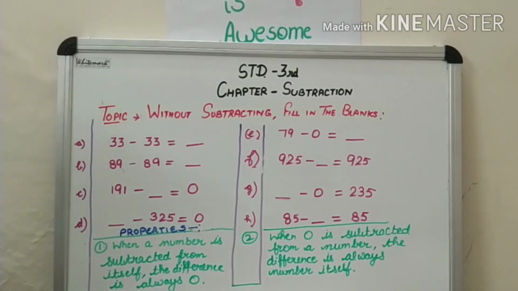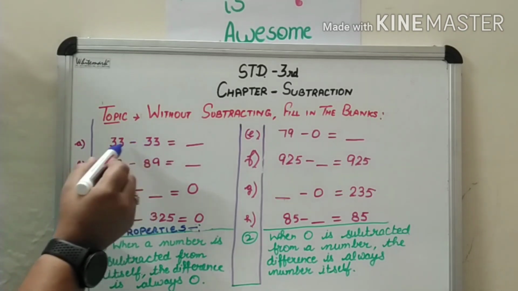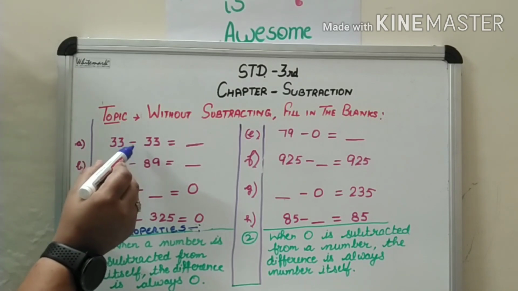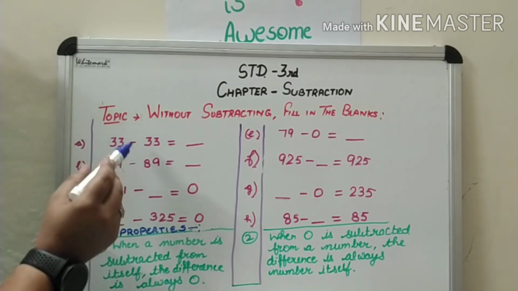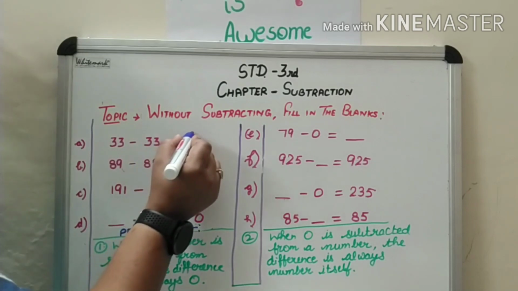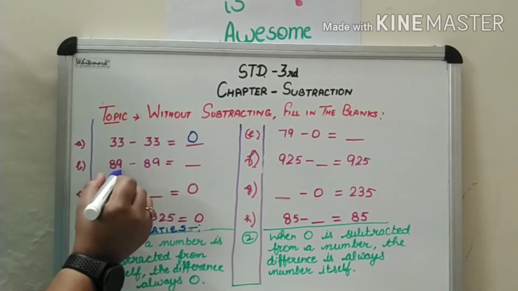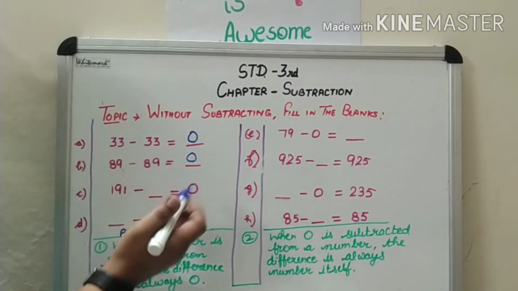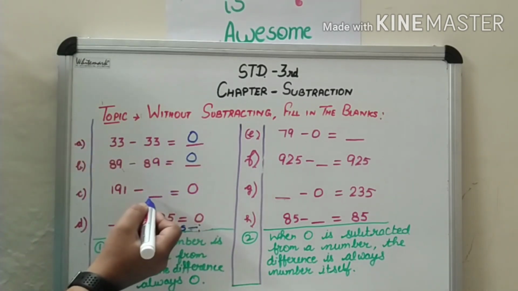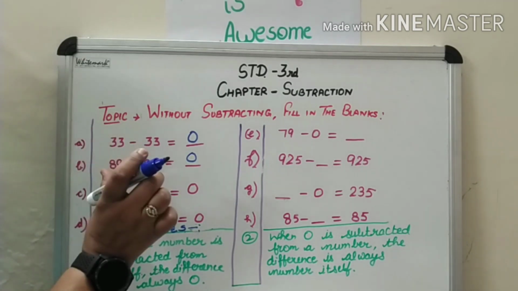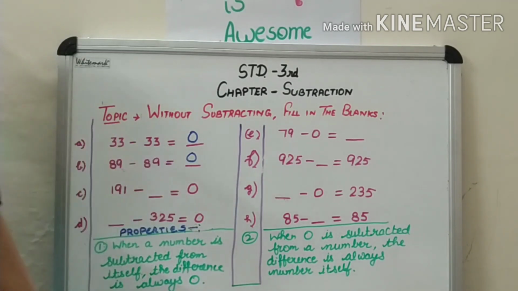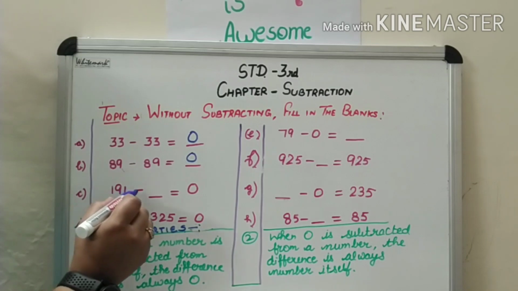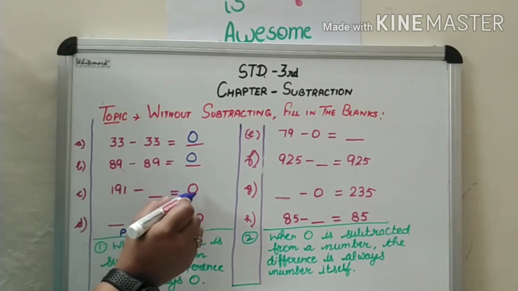Look at this. We will not subtract, children, on the side; we will just see what the answer will be. Simple. When we are subtracting the same number, 33 minus 33 will be 0. 89 minus 89 will be 0. Now if the place of the blank is changed, no problem. We will read the question properly, then just think: 191 minus what? That answer will be 0.